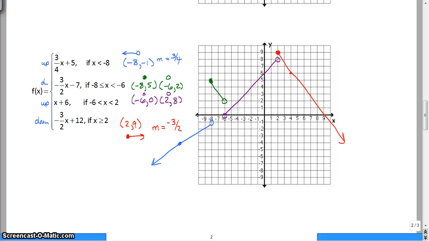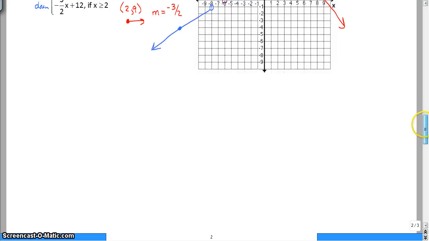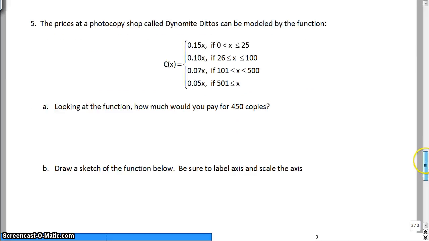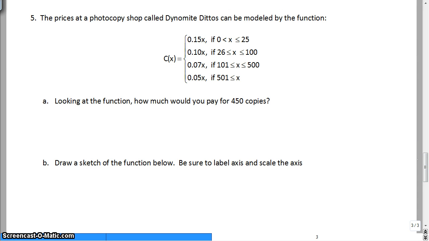Okay, so that one was a little bit tricky, but hopefully you got it. If you got it, and you got this piecewise stuff, the last thing we're going to do is a piecewise function word problem to give you an idea. So we're going to take some photocopy prices at Dynamite Dittos.